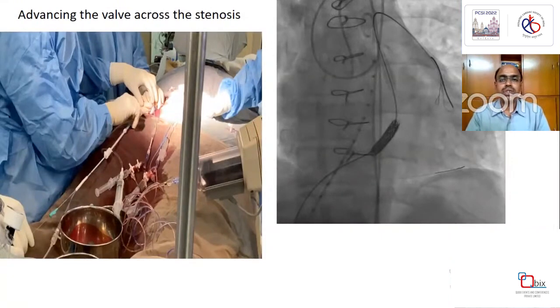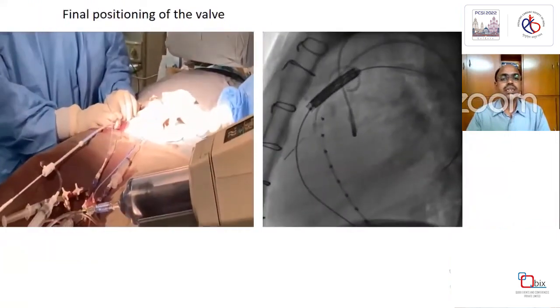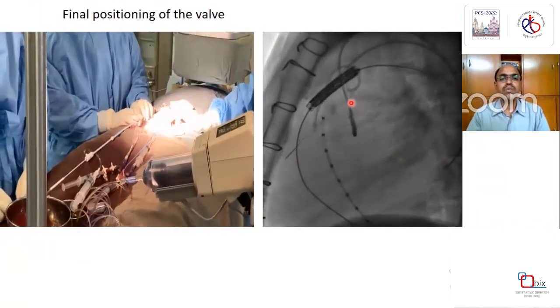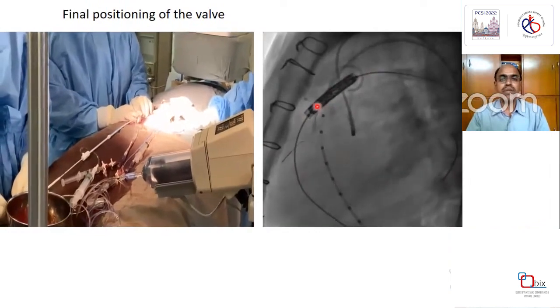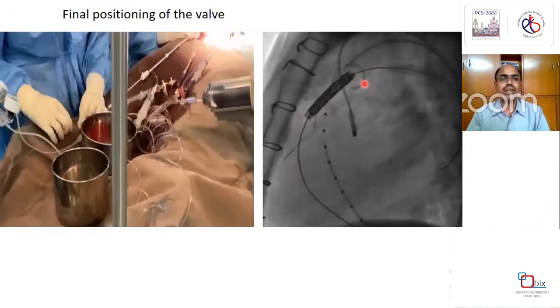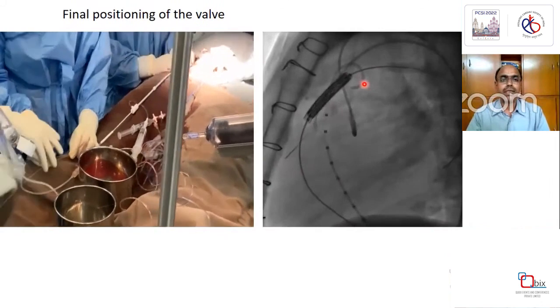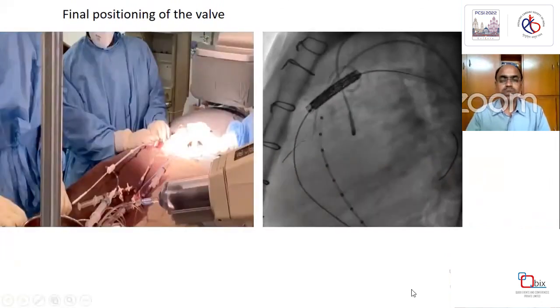And after the conduit reached the target, we checked it on the lateral view. So this is the lateral view in which the conduit placement is clearly seen. Then now we remove the outer sleeve.